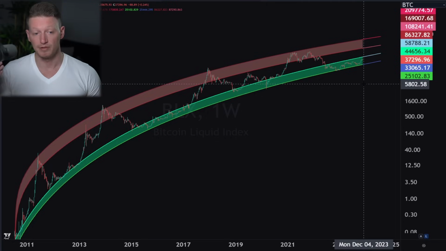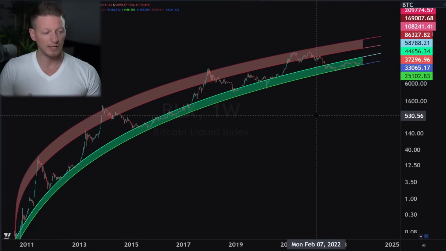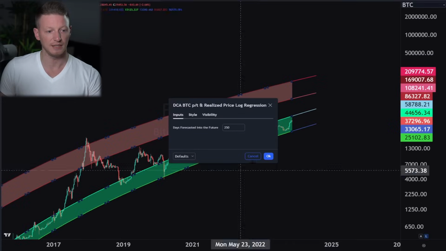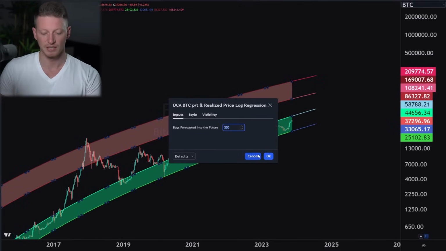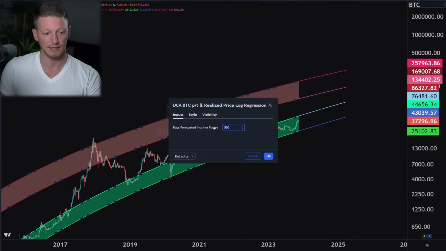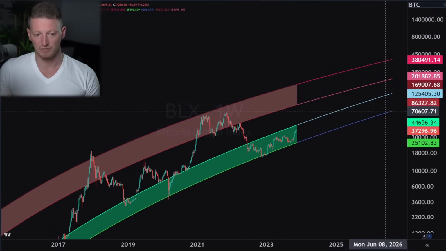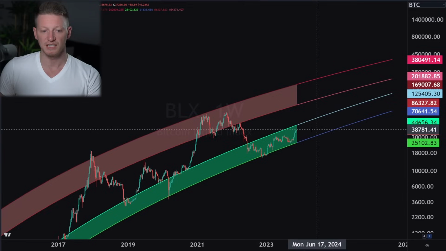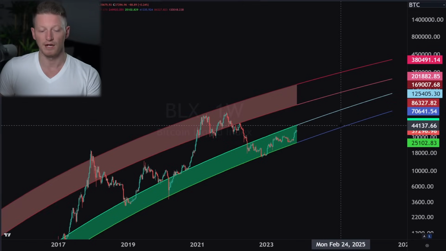Now, it may happen much sooner than that. It may happen much later than that. But we are attempting to build a price model here, so we have to come up with some values that we're going to use. If you come over here to the log regression curve script, you can set how many days into the future you'd like to look. Let's just say 1,000 days into the future. It's going to create the extension for us here, and then you can look and see what the bottom level is where the price may be at in Q1 of 2025.